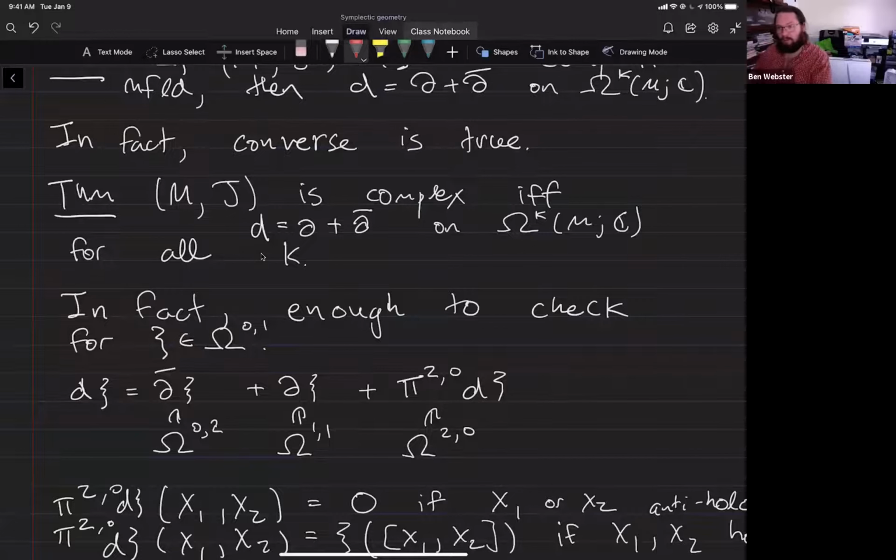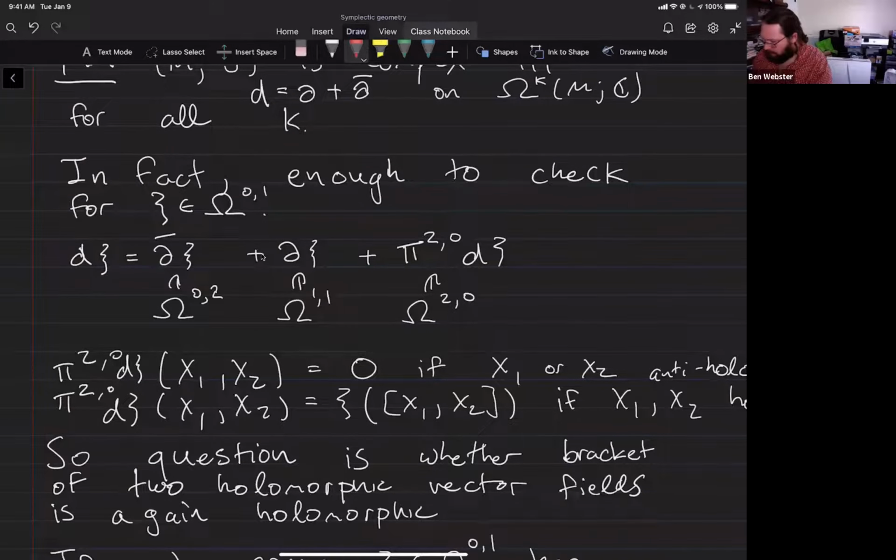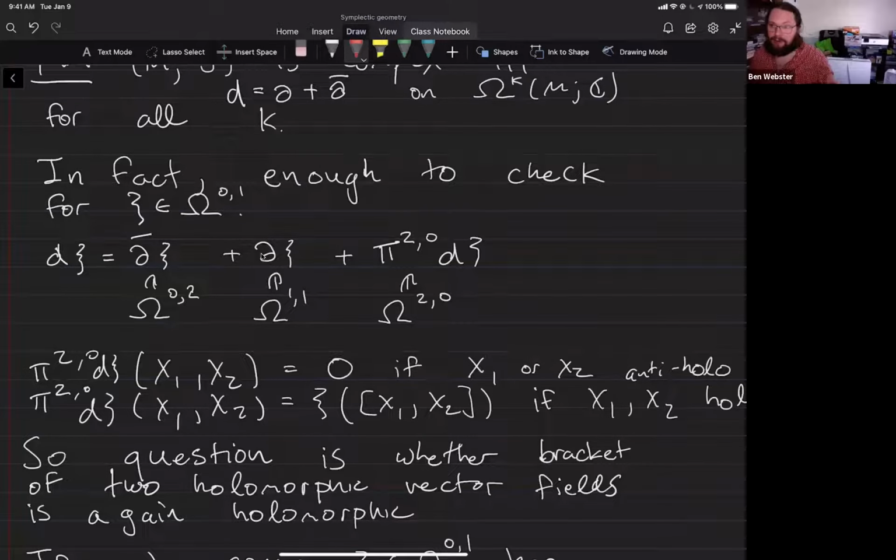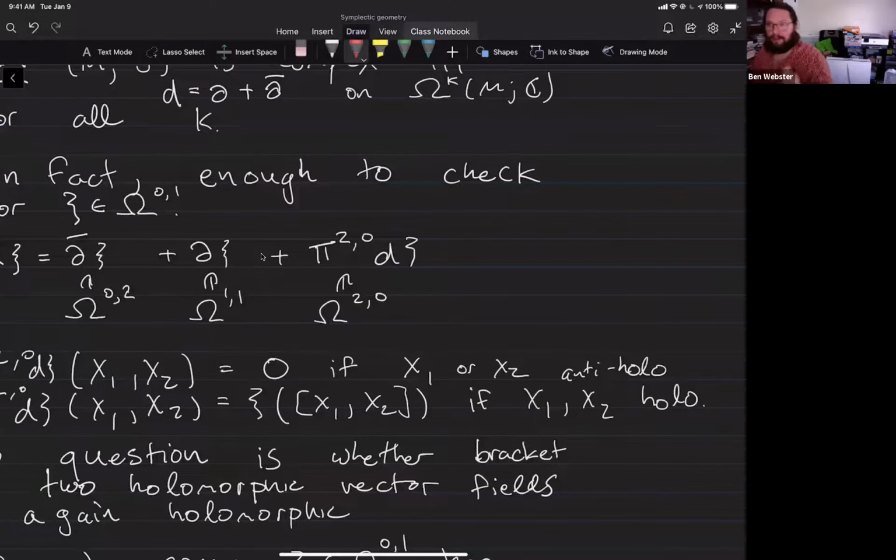So I'm mostly writing out things I did before, but it's a little clearer in this case. If I have a 1-0 form and I take its exterior derivative, I can break that up into a 0-2 form, a 1-1 form, and a 2-0 form. The 0-2 form is del bar. The 1-1 form is del. And the 2-0 form is the obstruction to the exterior derivative being del plus del bar. By definition, this projection to the 2-0 form is 0 if I put in 2 vector fields and one of them is anti-holomorphic. So I'm only interested in what happens when it eats 2 holomorphic vector fields.